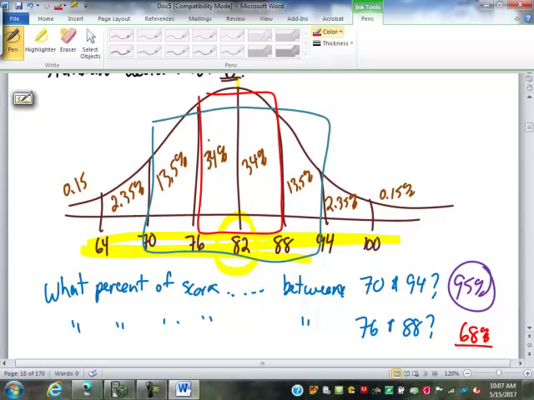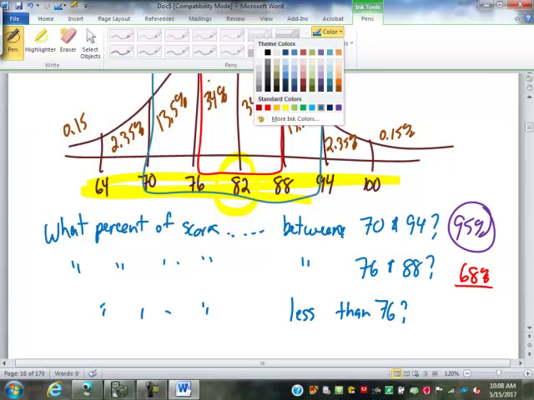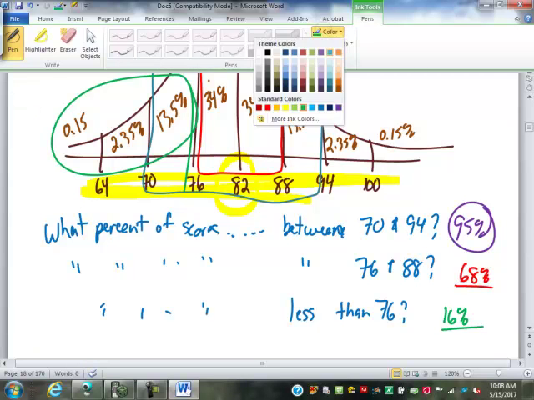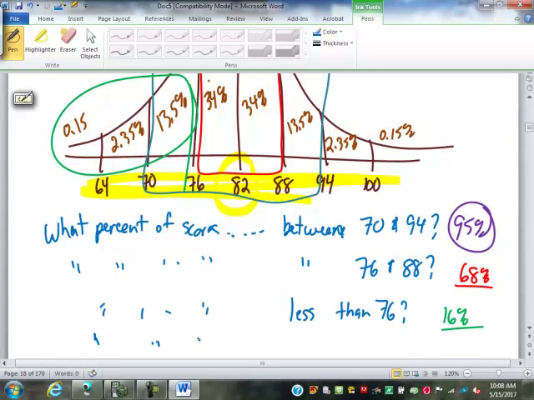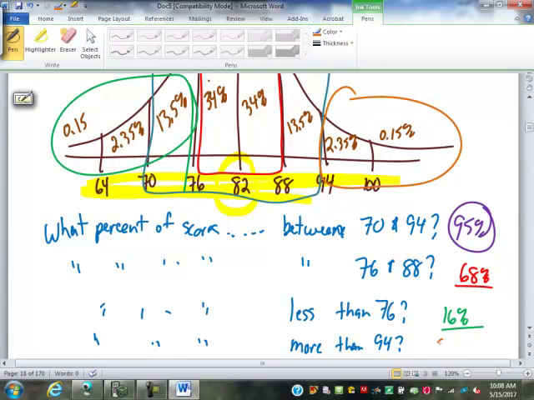If I asked you what percentage of scores would I expect to be less than 76, well, here's 76. I add up those, I get 16%. What percentage of scores do I expect to be more than 94? Well, here's 94. Greater would be that way, so I add those up. That's 2.5%.